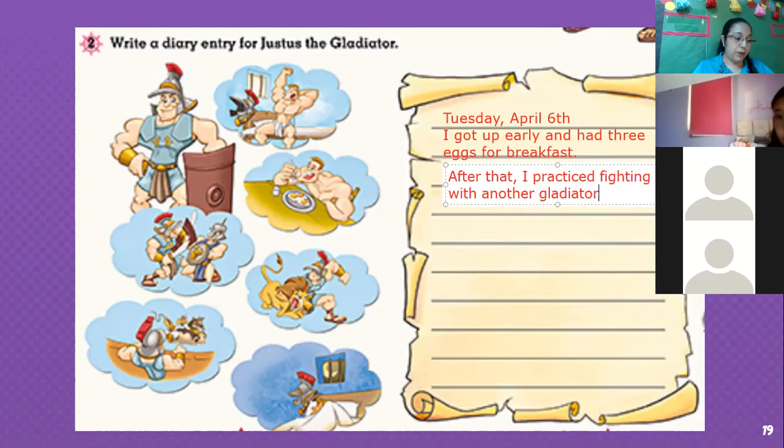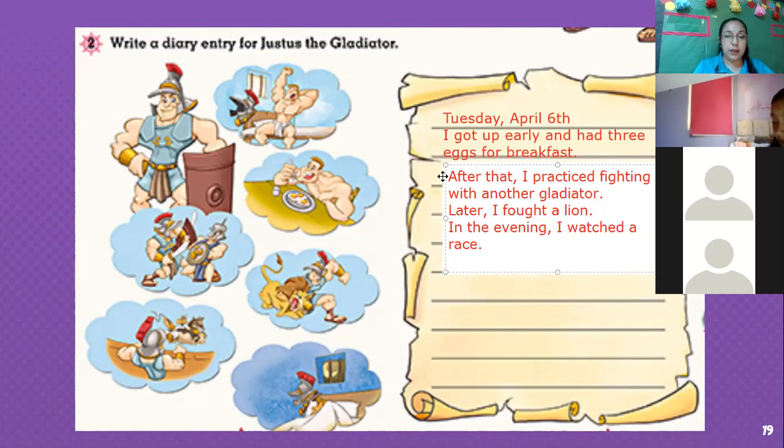gladiator. Yes, okay. Then we can say, okay, later, according to the picture that we have here, later I fought a lion. Yes, because if you see, we have a lion here. Excellent. Okay, next one. In the evening, because remember we write the chronological events, in the evening, comma, we use another time expression. I watched a race. Okay, a race in that case.